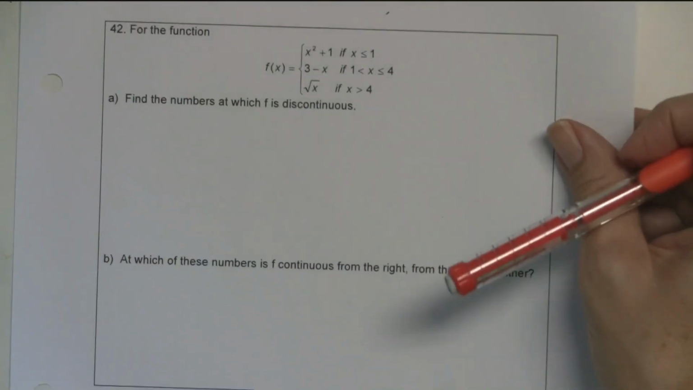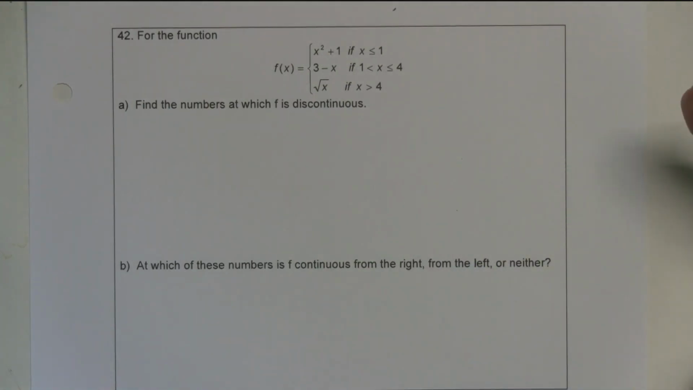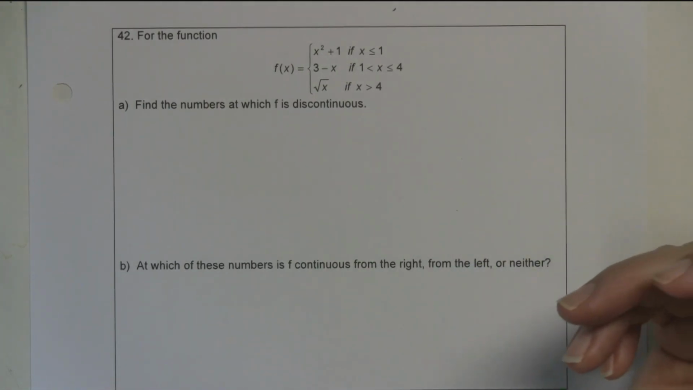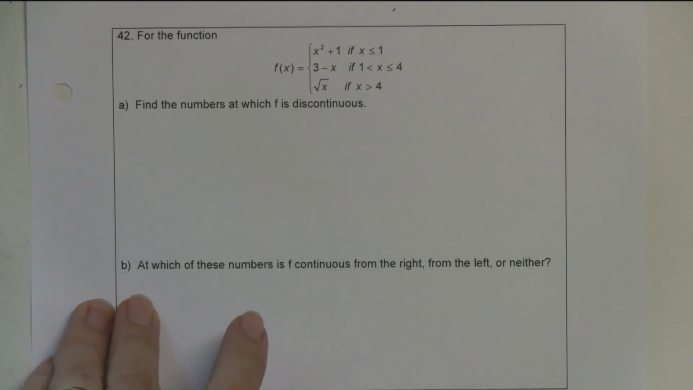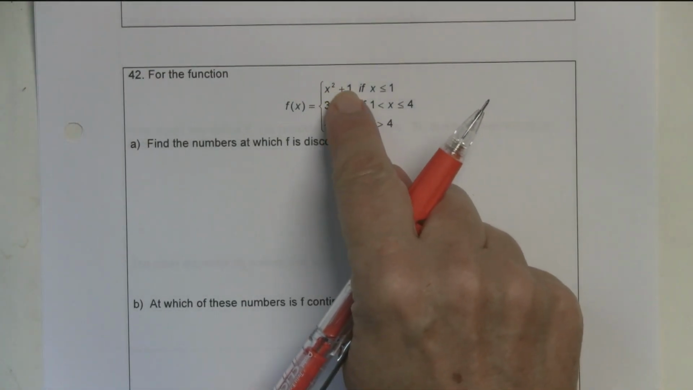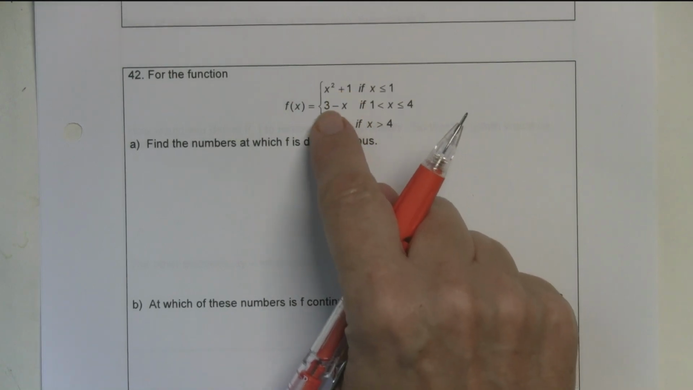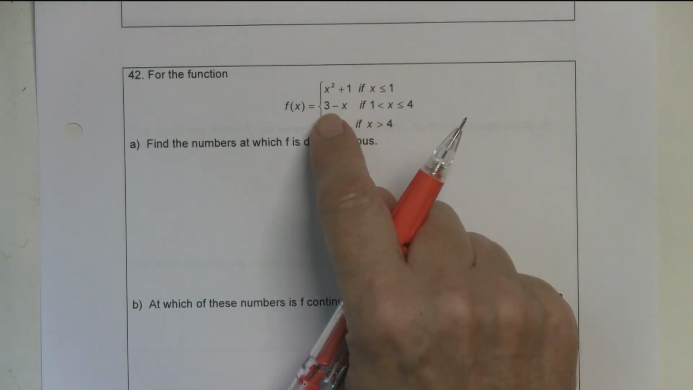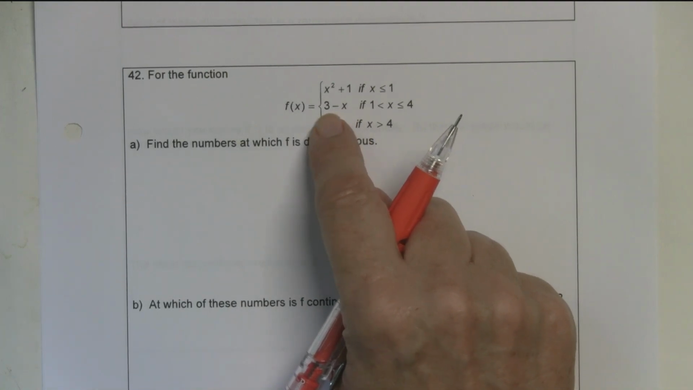So this is 42, and it's asking you for the function, find the numbers at which f is discontinuous. So what I want to think about and look at is, this is a polynomial, so it's continuous on its domain, so there's no problems there. 3 minus x is a polynomial, and it's continuous on its domain. It's a linear function, and so no problems there.